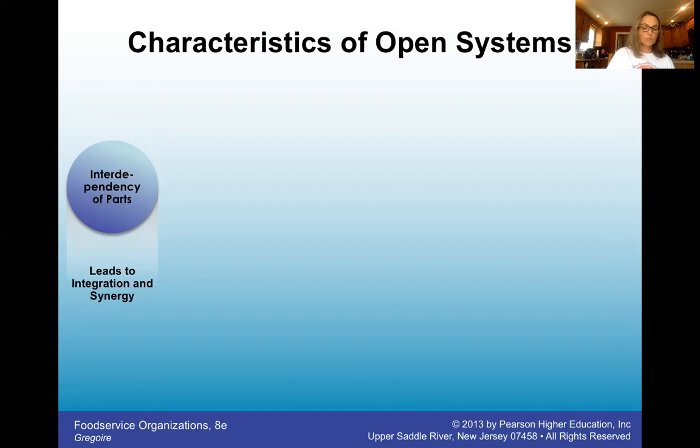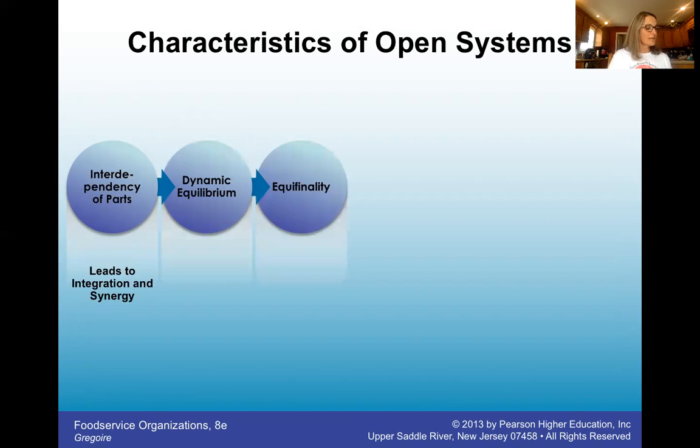So dynamic equilibrium, this is the continuous response and adaptation of a system to its internal and external environment, which includes all the conditions, circumstances, and influences affecting the system.